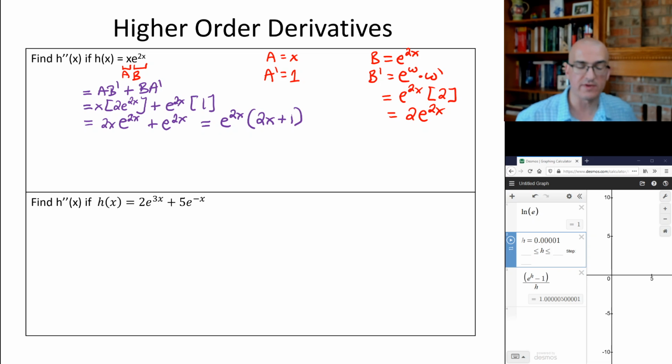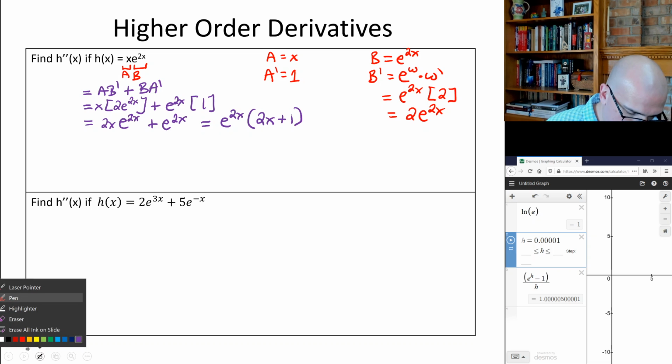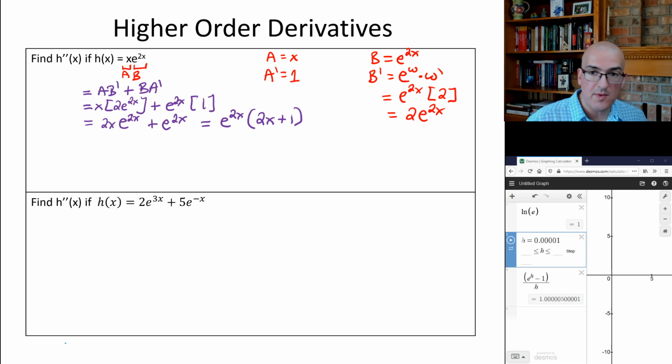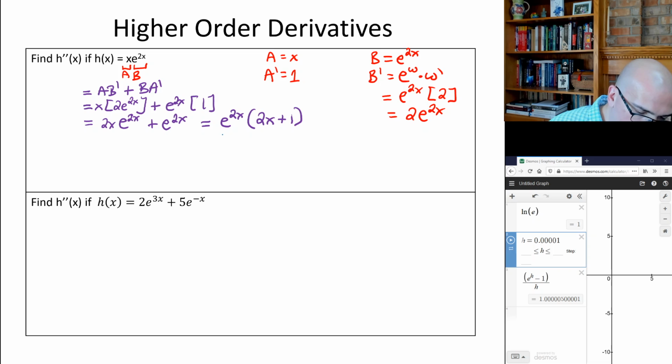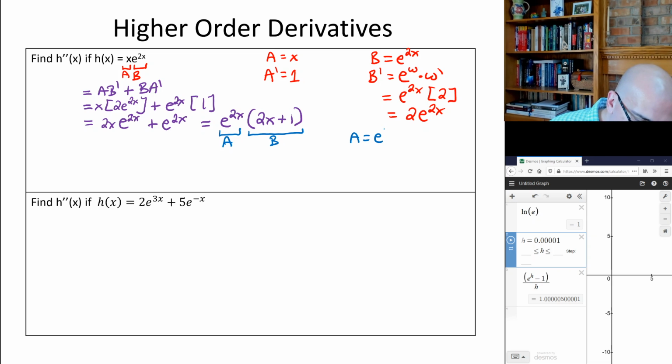Now we need to take the second derivative. On the second derivative, I'm not going to use red to label the a and the b because I don't want to get confused. We need another product rule, but it's going to be a different a and b. Our a I'll call e to the 2x, and our b I'll call 2x plus 1. And if you reverse them, that's fine. It won't make any difference. So a is e to the 2x, b is 2x plus 1.